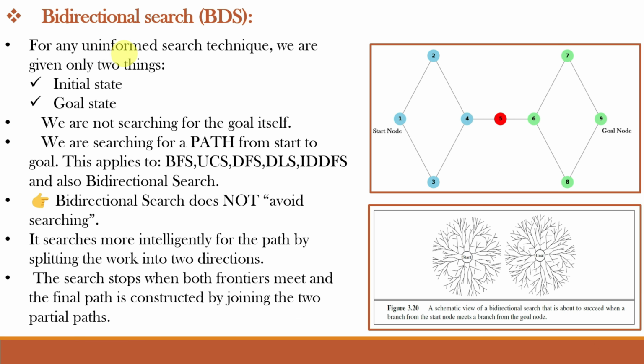See, in any uninformed search technique or even informed search technique, we are given only two things. First is the initial state, where the problem starts, and second is the goal state where we want to reach. Now you may think that if for the bidirectional search we are searching from the goal node also and goal is known to us, then what are we searching for? Actually we are searching for an optimal path from the start node to the goal node, and this idea is common for all uninformed search techniques. The objective is always the same. We want a valid optimal path that connects the start and the goal.